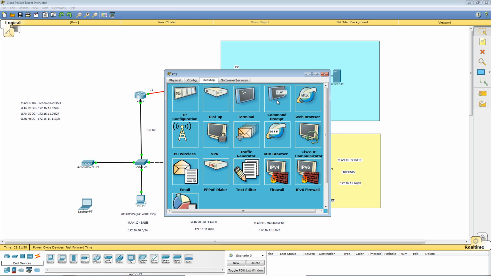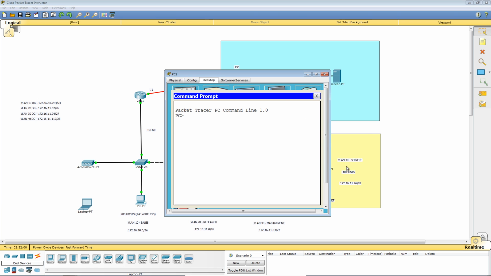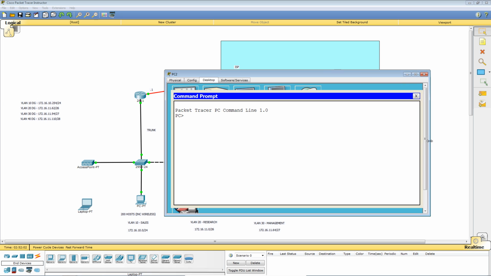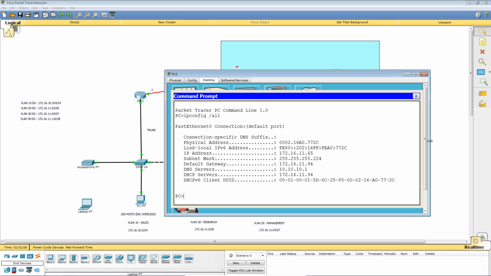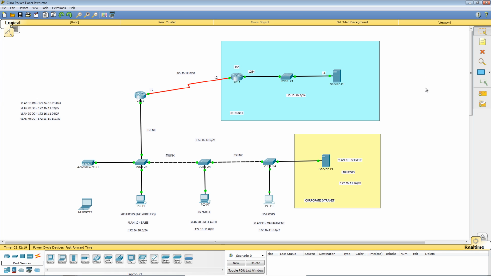Let's double check. Bring up the command prompt, why not? I always like to use the command prompt. ipconfig /all. And there's your automatic IP address, subnet mask, default gateway, and DNS server. Superb. Okay, that's all looking pretty good. I suppose, yeah, we'll call it a day there.